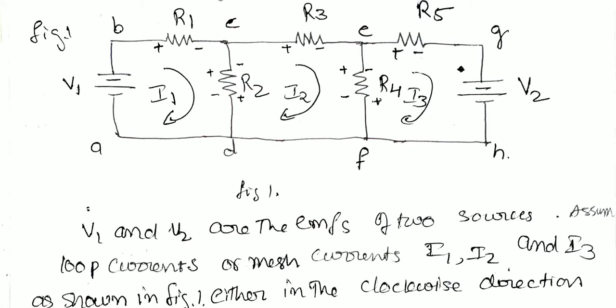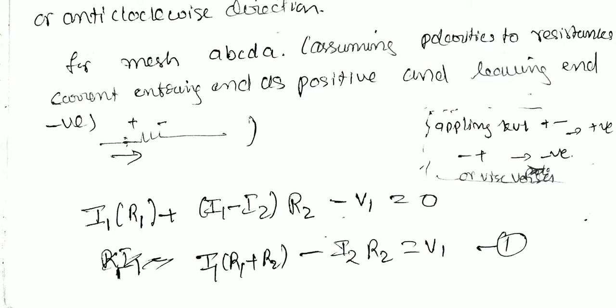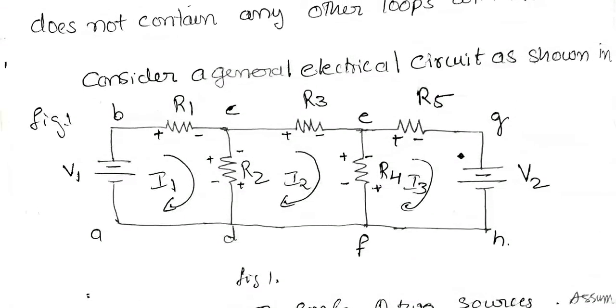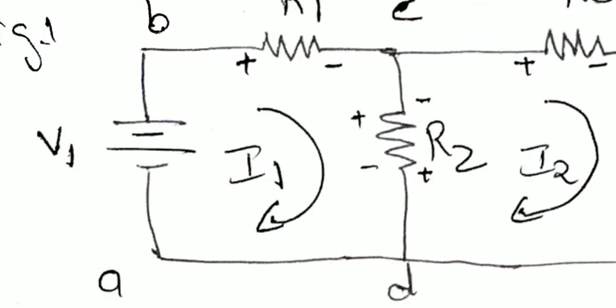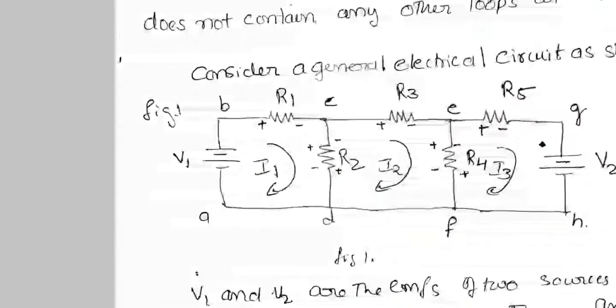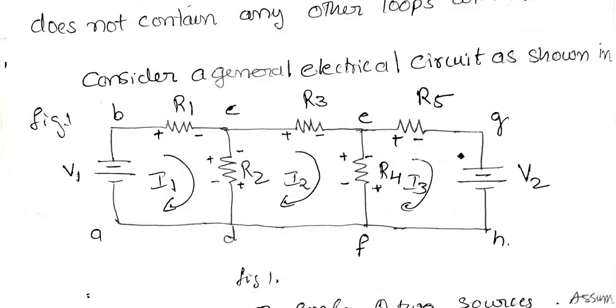These currents we can assume in the clockwise direction, or in the anti-clockwise direction, or mixed. But it is conventional and preferred to assume the currents in the clockwise direction. For the mesh given here, let us assume a mesh A, B, C, D, A.